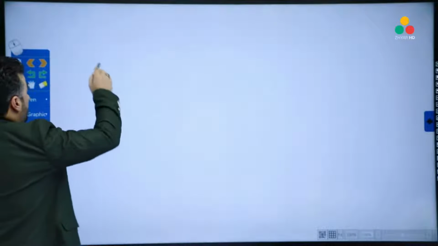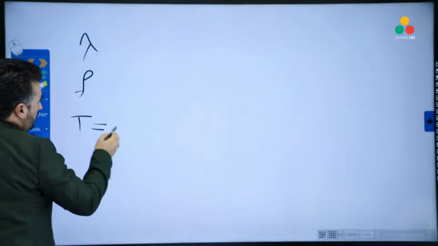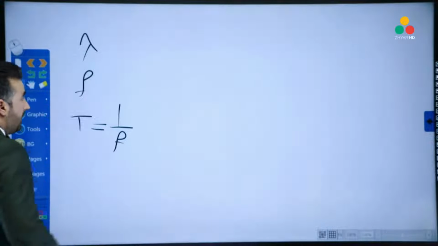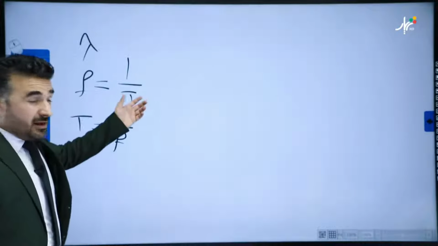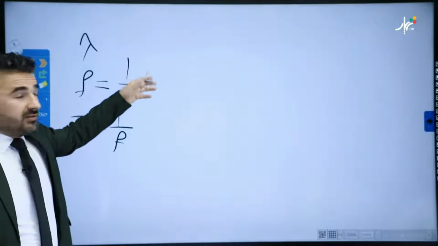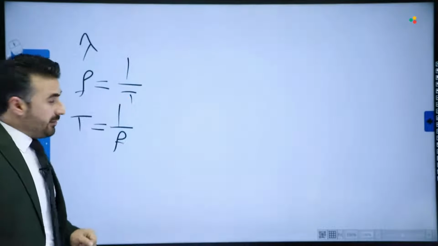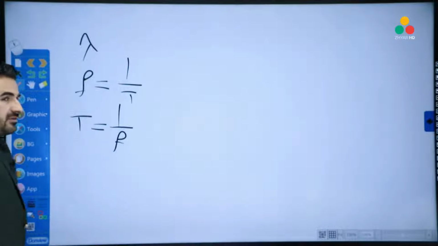But so far we can say we've learned about wavelength, we've learned about the frequency, and of course we've learned about the period, which equals 1 over the frequency as well. Frequency equals 1 over the period, or the number of waves divided by the period, if the number of waves were given. And of course we can swap this, so period equals 1 over the frequency as well.